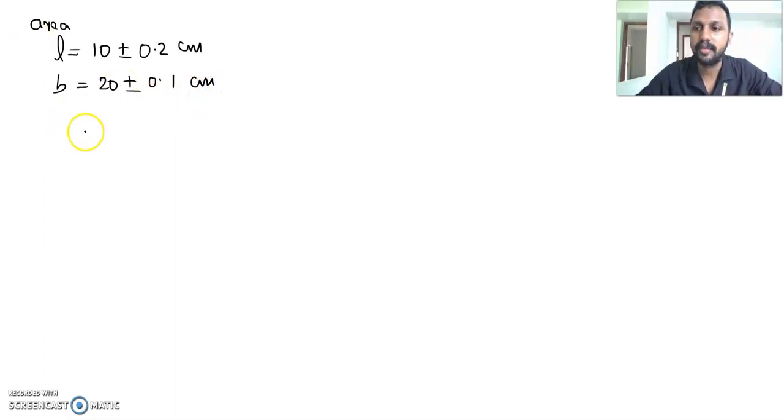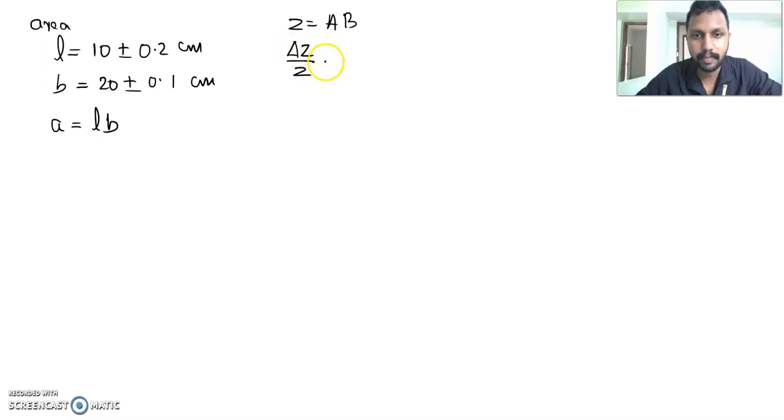They are asking you the area, and as we know, area is length into breadth, L into B. Therefore, this is like the situation Z is equal to A into B. If Z is equal to AB, then the relative error of Z, that is delta Z by Z, should be equal to delta A by A plus delta B by B. That is the formula that we have learned.